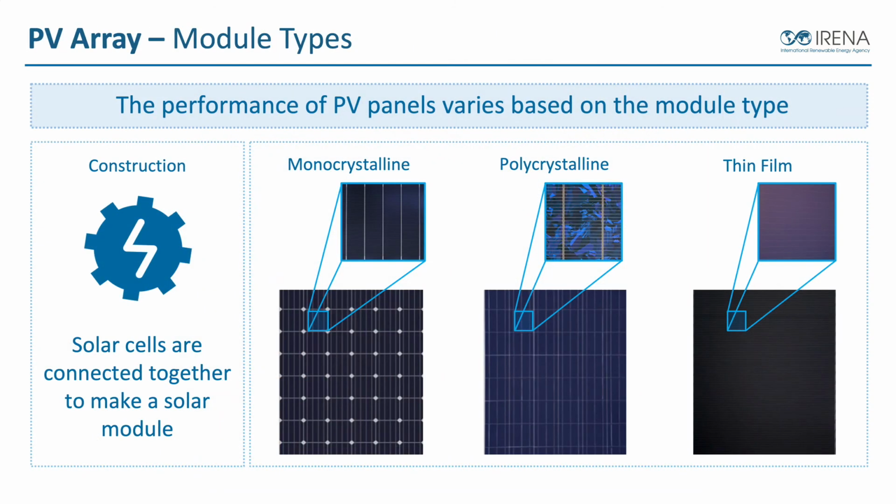So let's start by looking at PV modules in a little bit more detail. The PV array is usually multiple modules put together in some electrical configuration. The performance of the PV panels varies based on the module type. There are three primary types of PV modules on the market, and that's what we're seeing here today. Each type of PV module or PV panel is comprised of multiple cells. Manufacturers make solar cells or PV cells, and they put those solar cells together to make a PV module, which we can see in these images here.